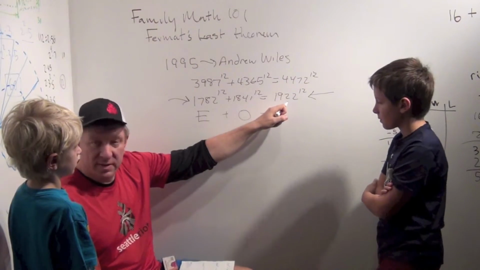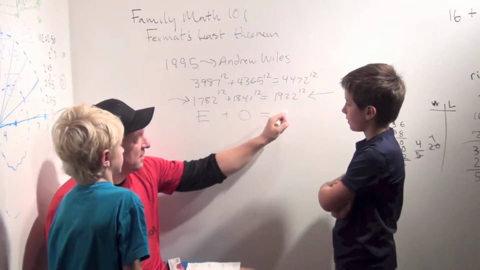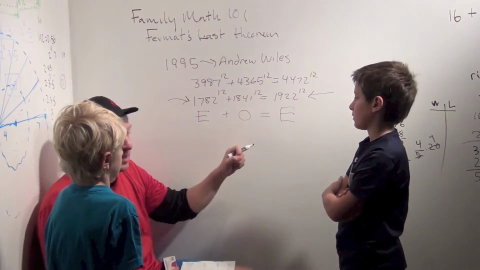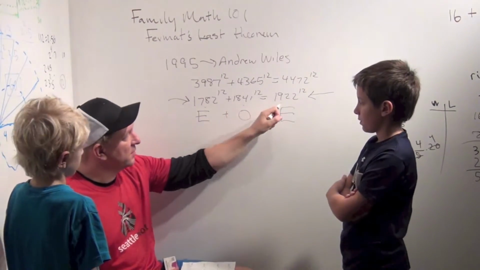And what about this number? This is an even number. So what about powers of even numbers? They're even. Okay, so now we have an interesting equation here. An even number plus an odd number equals an even number.